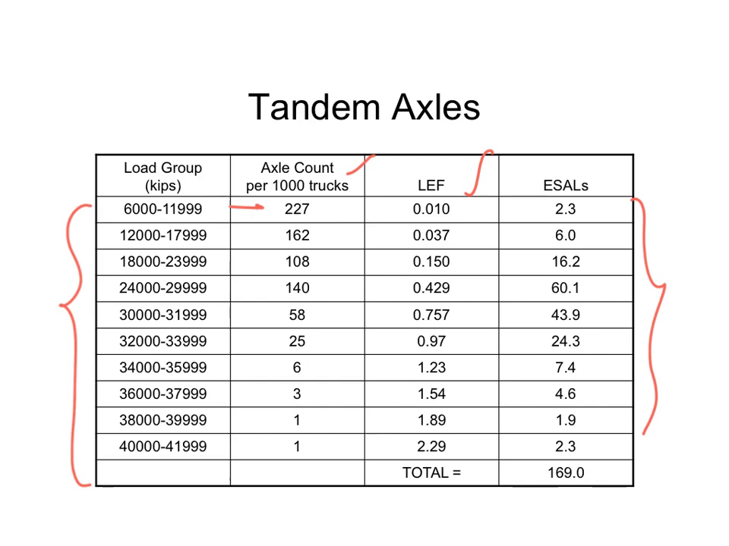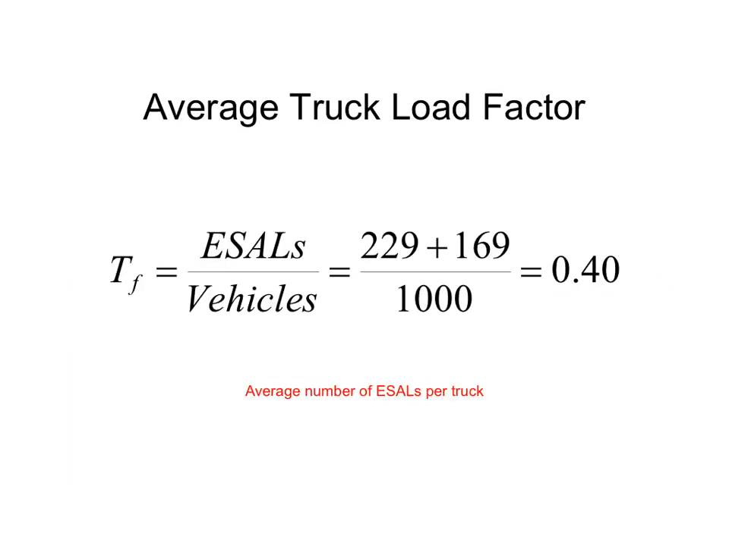So what we can do, we can take the average of these. So we have equivalent single axle load corresponding to single axle and equivalent single axle load corresponding to tandem axle. Do the summation divided by the total number of vehicles, that is 1000. This gives a factor of 0.40. What does this factor mean?